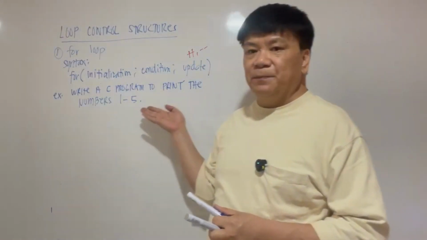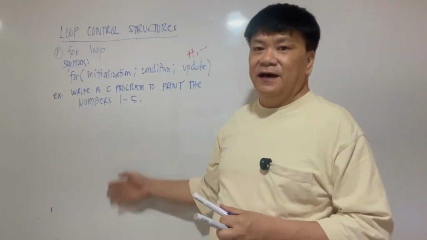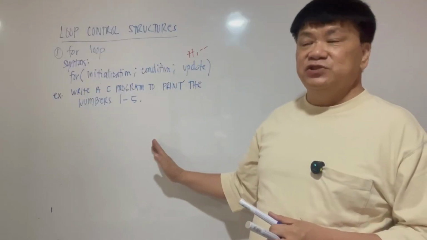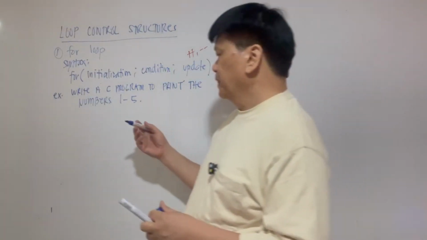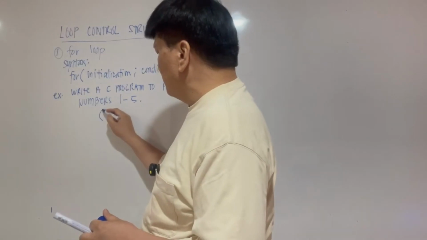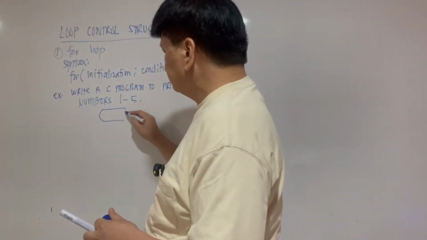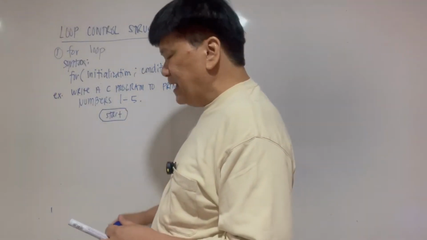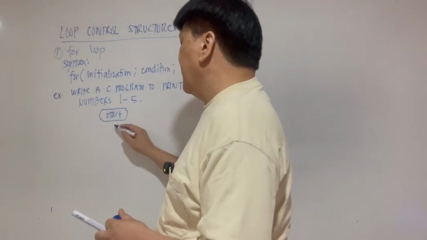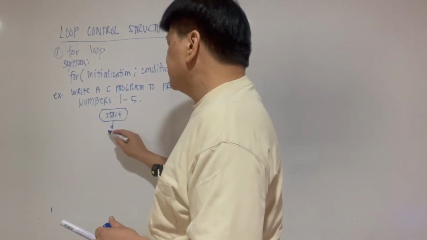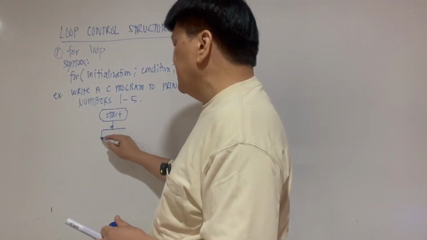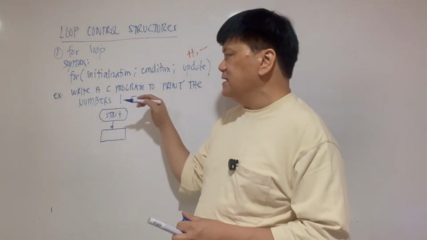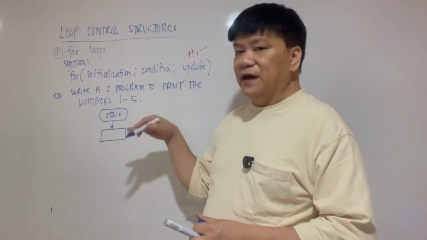Now, before we go to the program, let us first create the flowchart for us to visualize the logical solution for this problem. We start with this oval. You can say start or begin, and stop or end. Next, you're going to initialize a variable. There's no input because the problem asks us to output 1 to 5 on the screen.